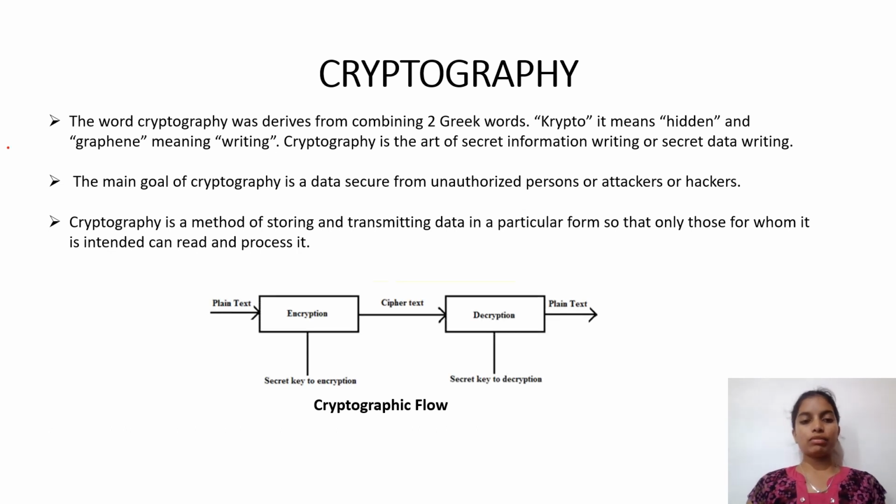The cryptography flow is shown here, where the plain text is sent for the encryption process, and then we obtain the cipher text. The cipher text is processed through decryption, and then we get the plain text again. This process is done with the help of the secret key. The secret key is sent to the encryption, where you get the encrypted text, the cipher text, and then also the secret key to the decryption again to get back to the plain text.